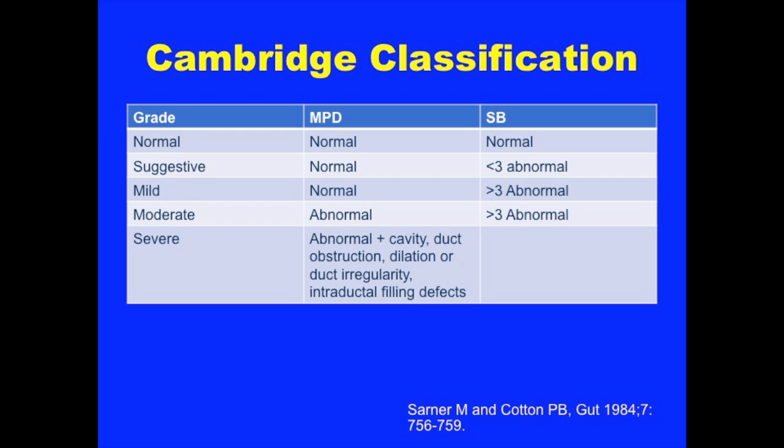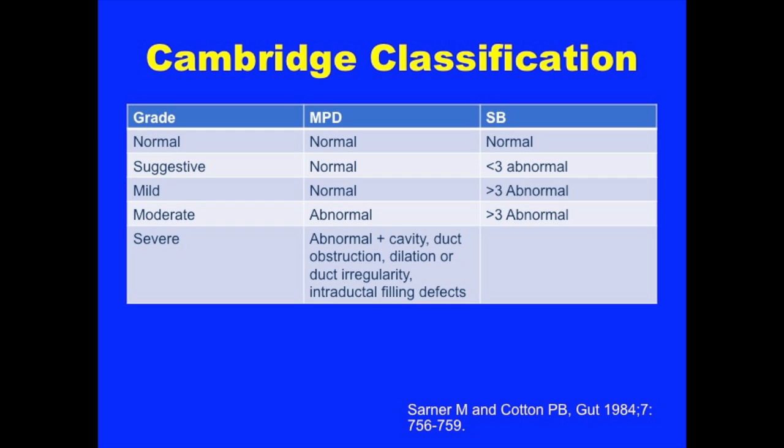The way in which we got our criteria for EUS was quite simple. We just stole them. We stole them from Dr. Cotton's work on the Cambridge classification, looking at ductal abnormalities to give us categories for duct changes.